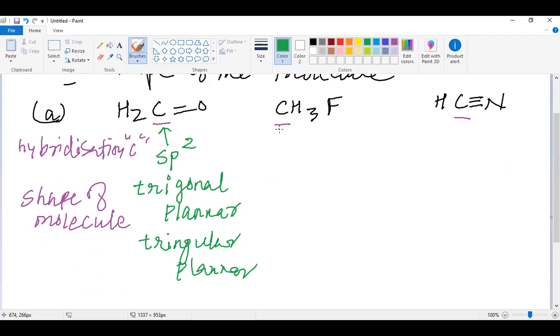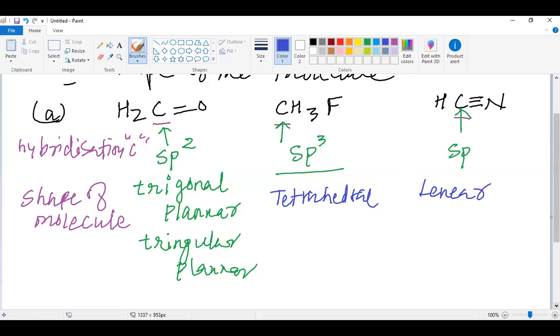Okay, next, what is the hybridization for this carbon? Be a little faster. sp3. And what could be the shape if we have sp3 hybridization? Tetrahedral. Very good. Here, what is the hybridization in this carbon? sp. And if we have sp hybridization, then what is the shape? Linear. Very good.